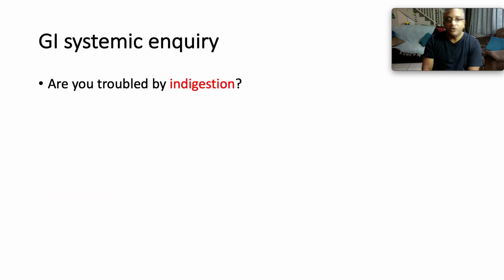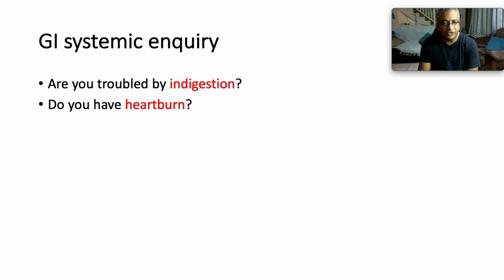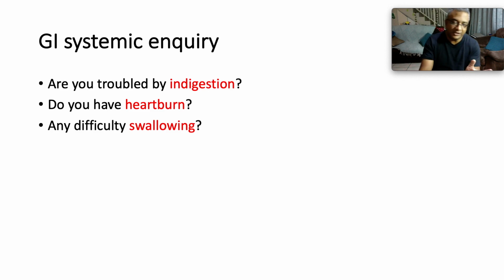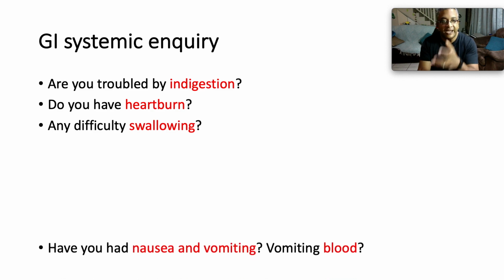Let's go. So when asking about a GI systemic inquiry, you have to inquire from the patient, are you troubled by indigestion, which may speak to dyspepsia, right? Which could be coming from peptic ulcer disease or just gastritis. Then you ask, do you have heartburn and associated water brash, any difficulty swallowing, and any pain with swallowing? So difficulty swallowing, we know, is dysphagia versus pain on swallowing, which is odynophagia.